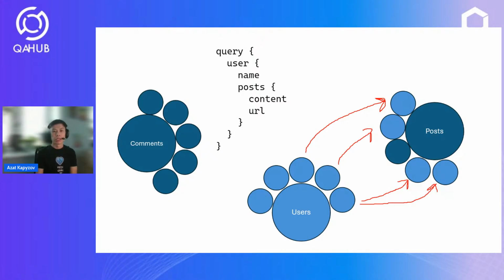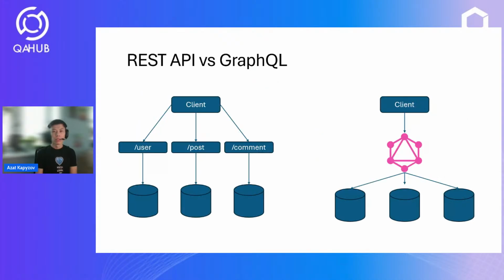So if we compare it to REST API, on the left side, this is how it looks in REST API, right? So we should call user endpoint, we should call post endpoint, comment endpoint, etc. to get this data. But in GraphQL, we use only one query that retrieves data from all these data sources.